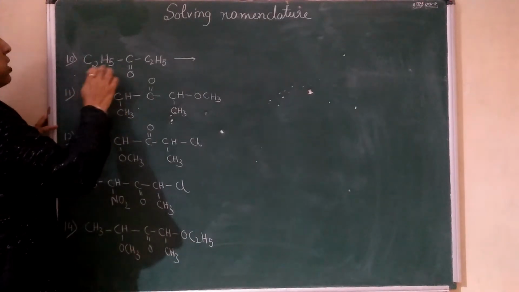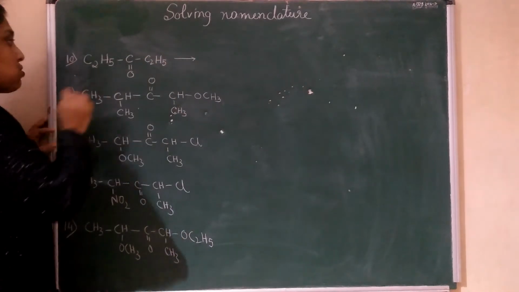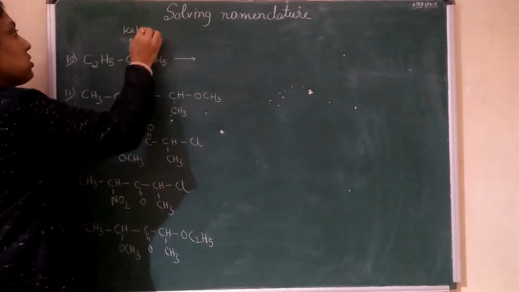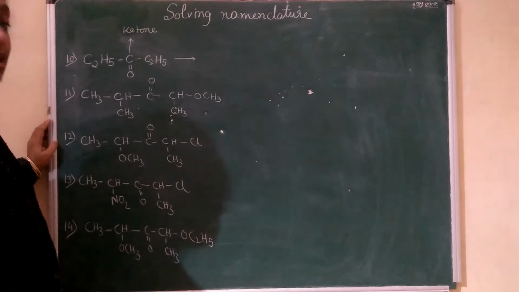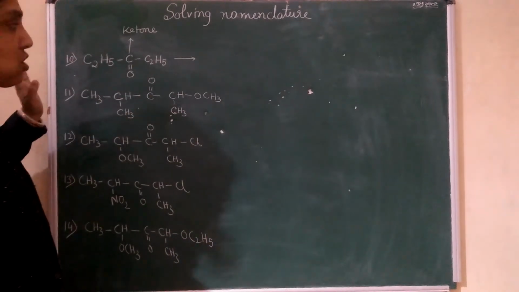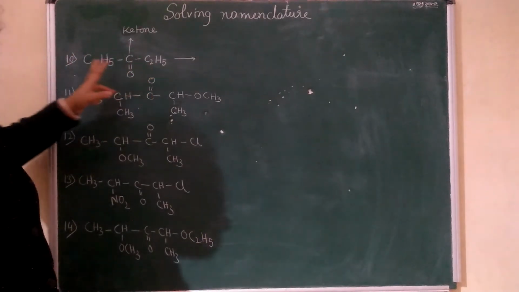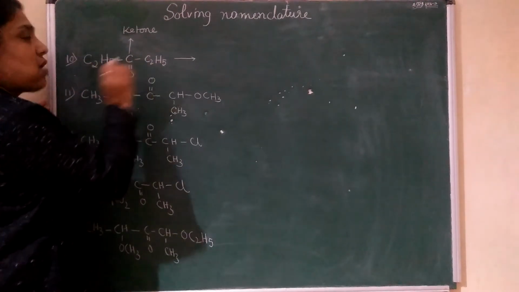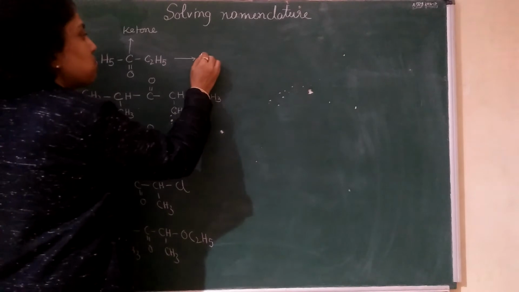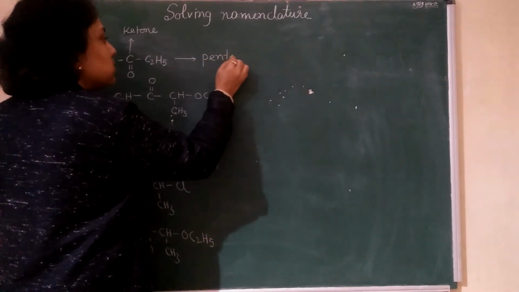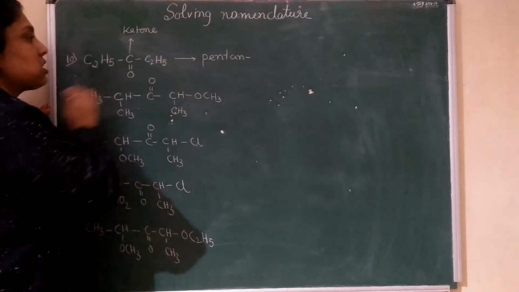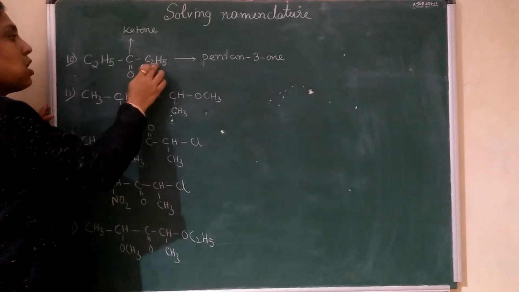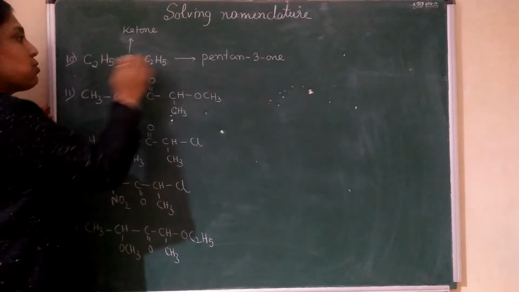Next one is C2H5, C double bond O, C2H5. So this is C double bond O. Which group is this? This is ketone. Another functional group I have taken is ketone. Here no other functional group is there, it is a normal chain. So you only have to see the highest number of carbons. How many carbons in the chain? 1, 2, 3, 4, 5. So the total is 5 carbon. So simply pentane, and the ketone is at the 3 position, pentan-3-one. 1 2 3, 1 2 3. So the third position has the ketone group.